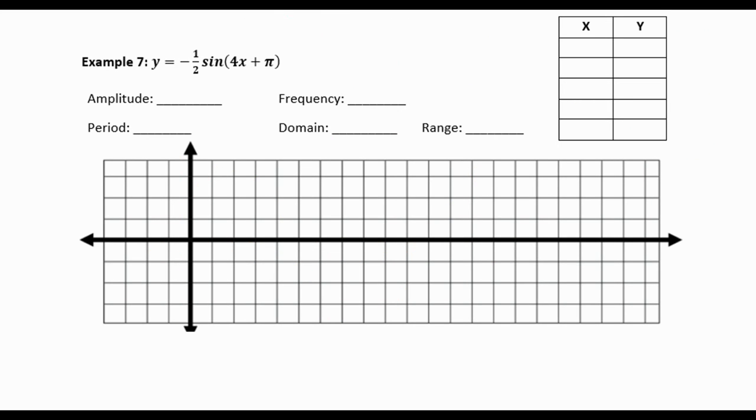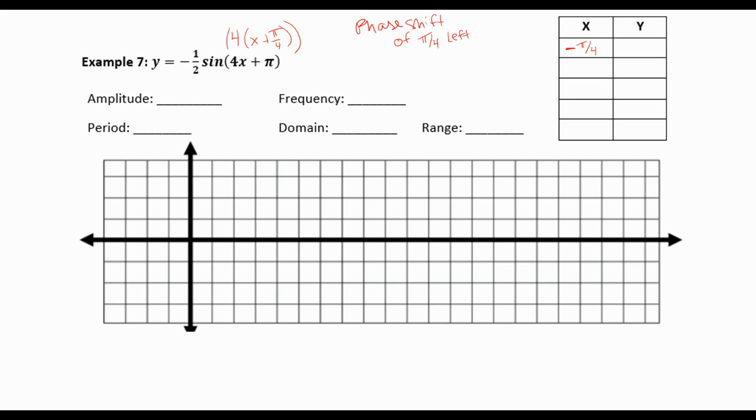Next example. Here we have negative 1/2 sine of 4x plus pi, factoring out our frequency. So I would end up having 4 times x plus pi over 4, which means I have a phase shift of pi over 4 to the left. So my starting value is negative pi over 4.